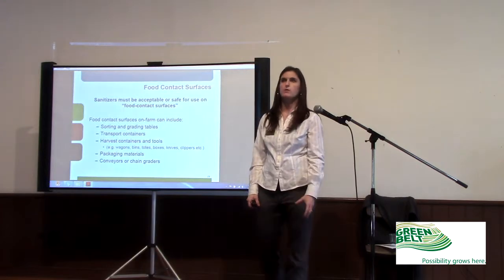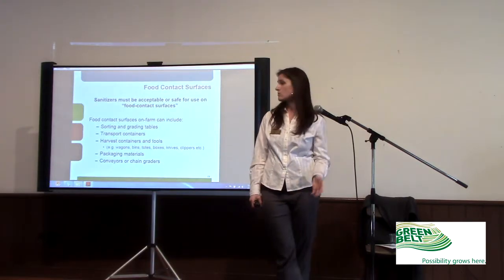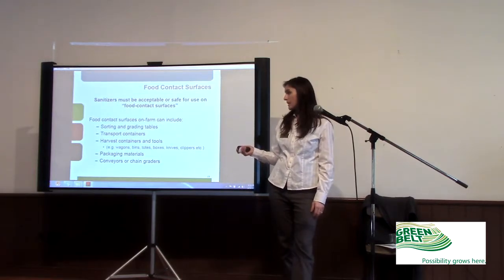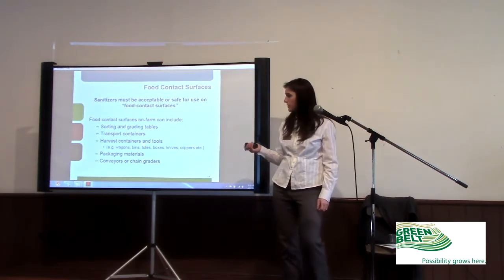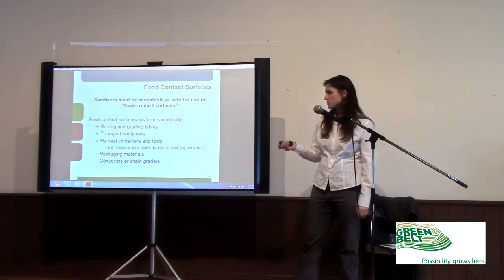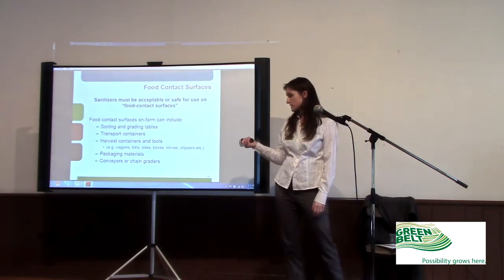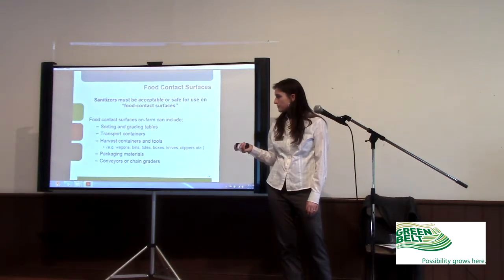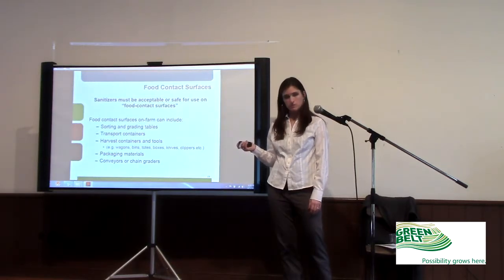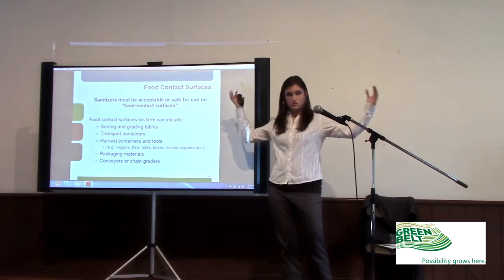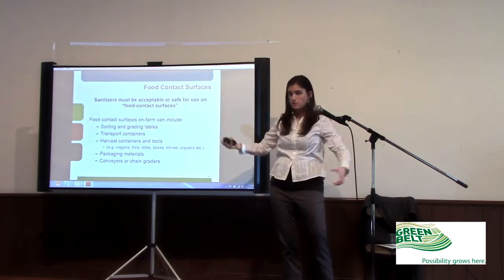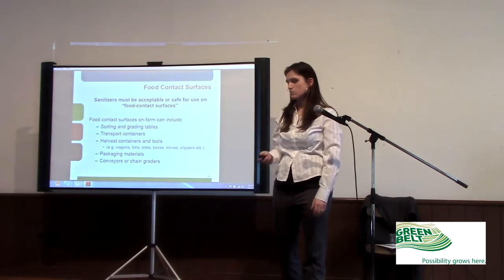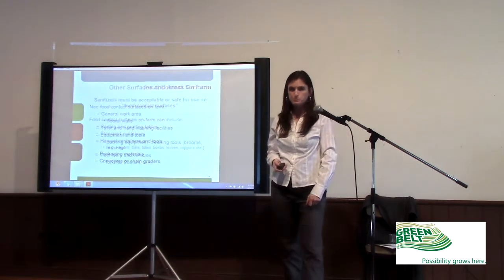So when we think of contact surfaces on the farm, these are some examples that might be applicable to your farm, might not be. Sorting and grading tables, harvesting containers and tools is a big one, packaging materials, transport containers. That can be on a vehicle, the big transport container, but it also can be the containers that you might be using to take to market or whatnot.